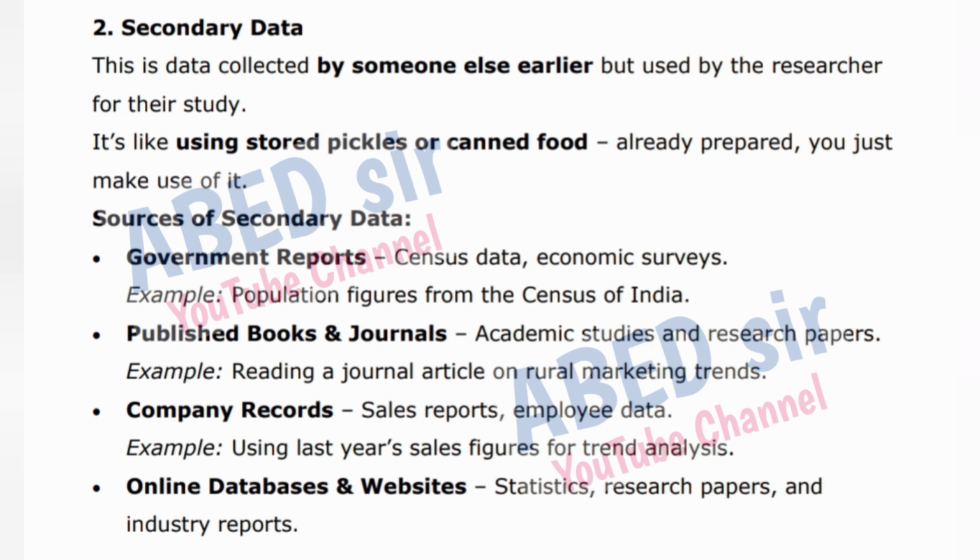Published books and journals, academic studies, and research papers. Example, reading a journal article on rural marketing trends. Company records, sales reports, employee data. Example, using last year's sales figures for trend analysis. Online databases and websites, statistics, research papers, and industry reports.